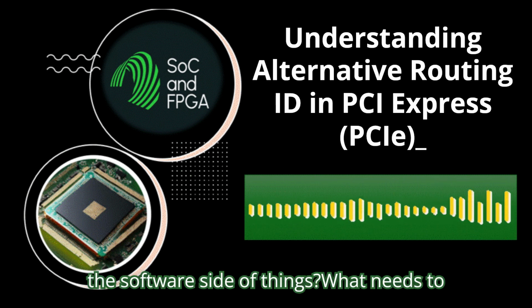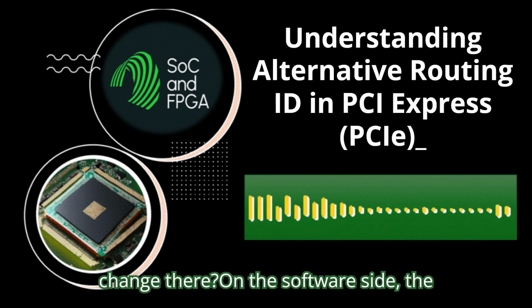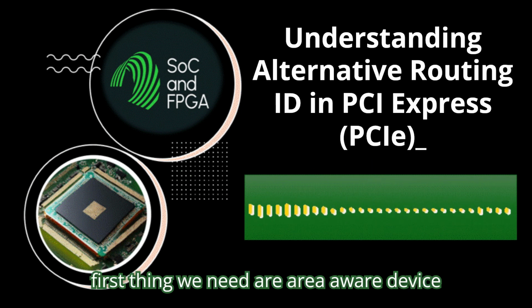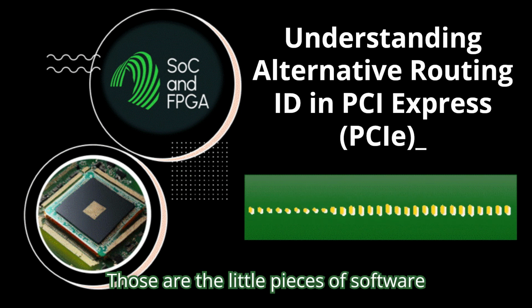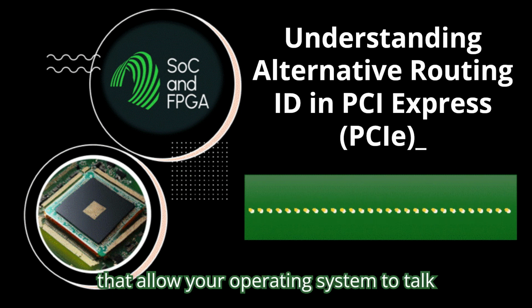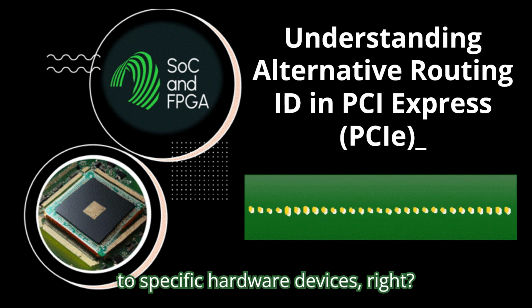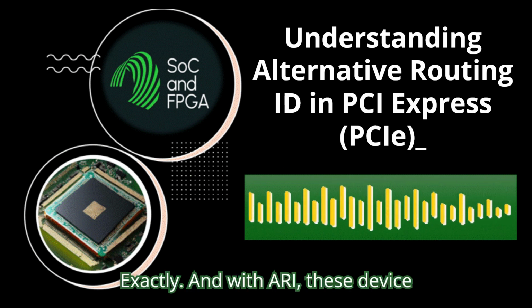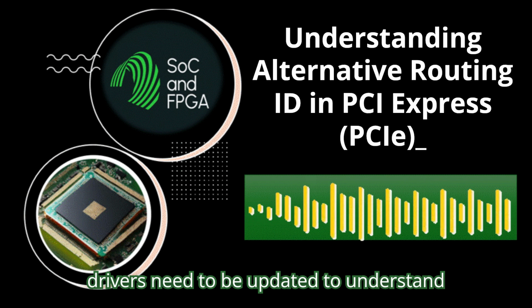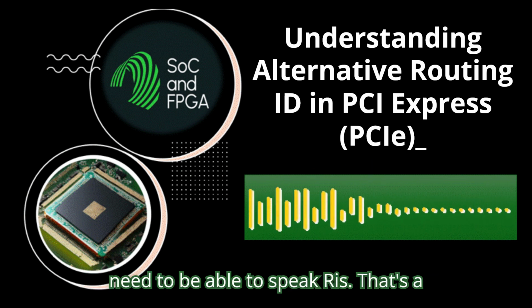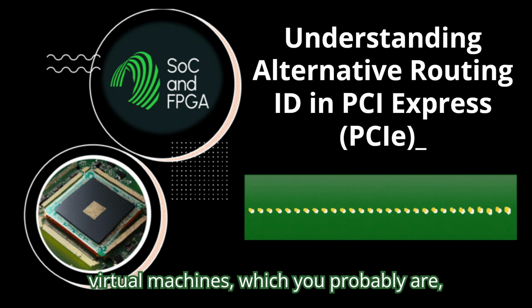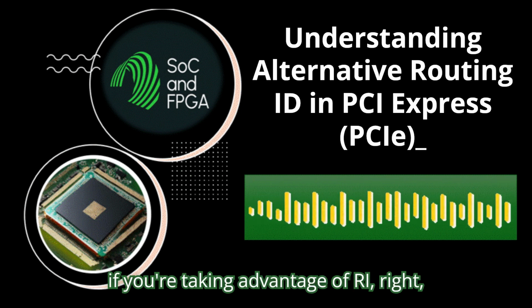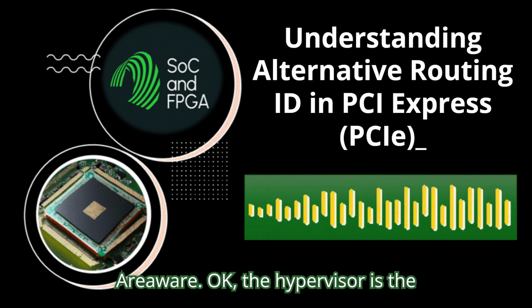But what about the software side of things? What needs to change there? On the software side, the first thing we need are ARI-aware device drivers. Those are the little pieces of software that allow your operating system to talk to specific hardware devices, right? Exactly. And with ARI, these device drivers need to be updated to understand those expanded function numbers. So they need to be able to speak ARI. That's a great way to put it. What other software changes are needed? Well, if you're using virtual machines, which you probably are if you're taking advantage of ARI, then your hypervisor also needs to be ARI-aware.